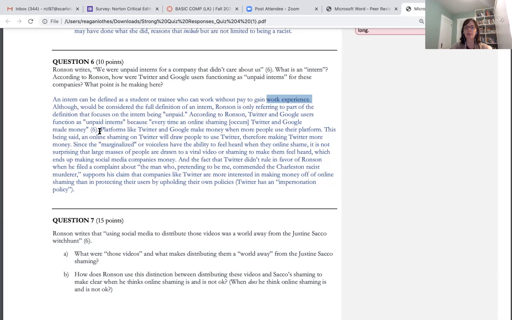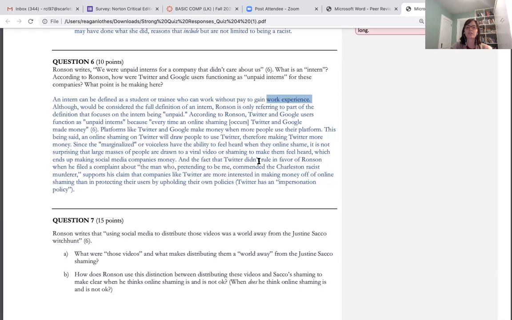So platforms like Twitter and Google make money when more people use their platform. This being said, an online shaming on Twitter will draw people to use Twitter, therefore making Twitter more money. Since the marginalized or voiceless have the ability to feel heard when they online shame, it's not surprising that large masses of people are drawn to a viral video or shaming to make them feel heard, which ends up making social media companies money. And the fact that Twitter didn't rule in favor, and this is kind of an added bonus that makes this response really nice and full.